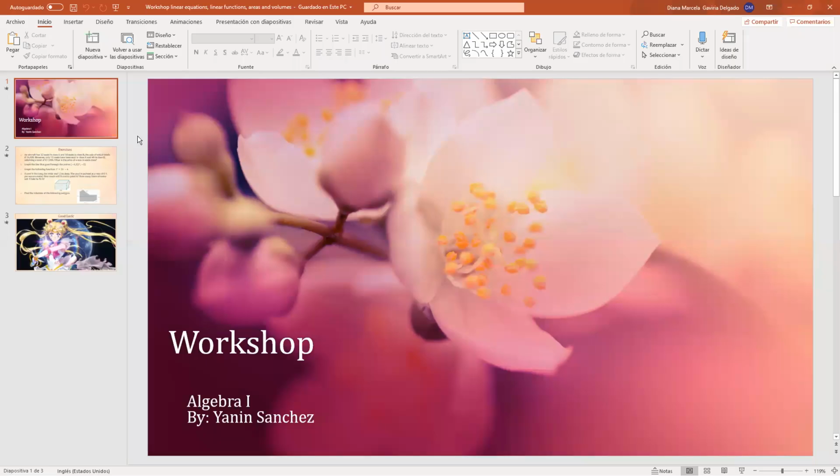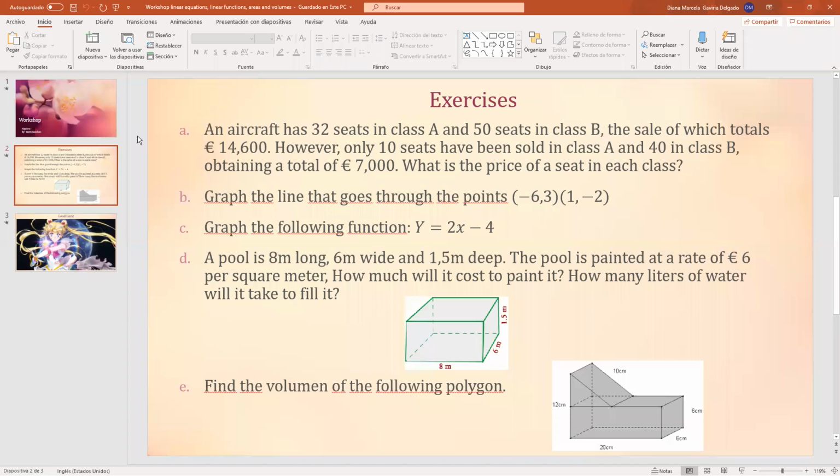Okay, guys, this is going to be our class for today. We're going to perform a workshop about problem solving using linear equations, linear functions, and areas and volumes of irregular polygons, okay? So this is your workshop. It only has 5 exercises, each one for each topic we already saw.